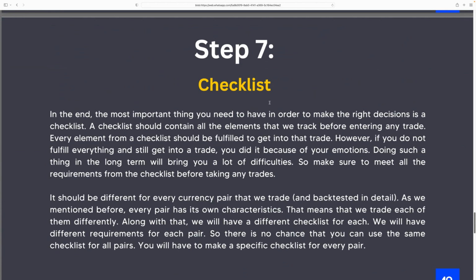So the 7th step is a checklist, guys. For the beginner traders, this is really like a cheat code or something like that. It's gonna keep your emotions in place, okay, if you have a checklist.